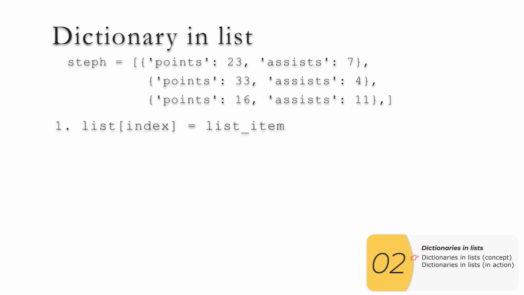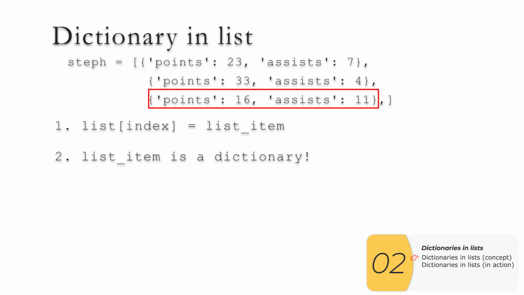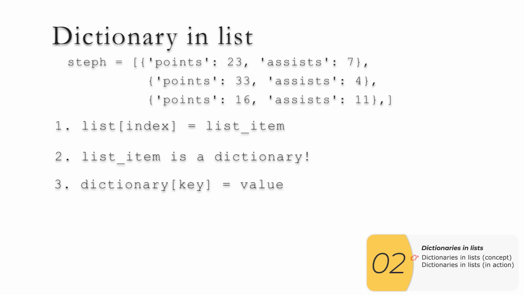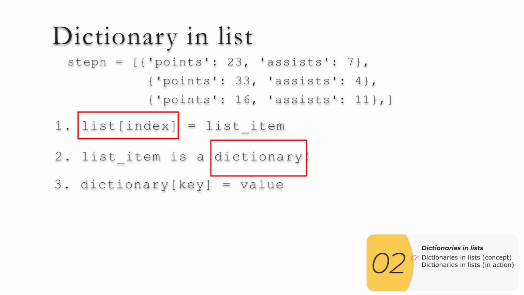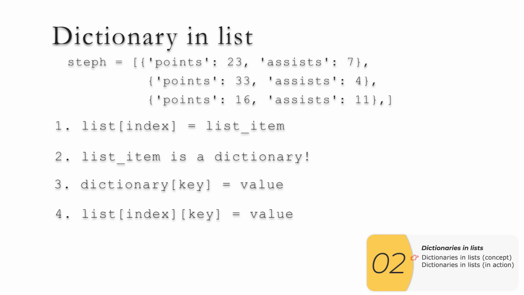This is just the general rule of lists. I also know that each of these list items is a dictionary. I also know that dictionary bracket key is equal to a value. So then I do substitution because I know the list bracket index is equal to a dictionary. And then I can substitute the list bracket index into this dictionary right here. And what I end up with is list bracket index bracket key is equal to the value, or all these numbers right here. So I'll show this in action so you can see it more clearly.